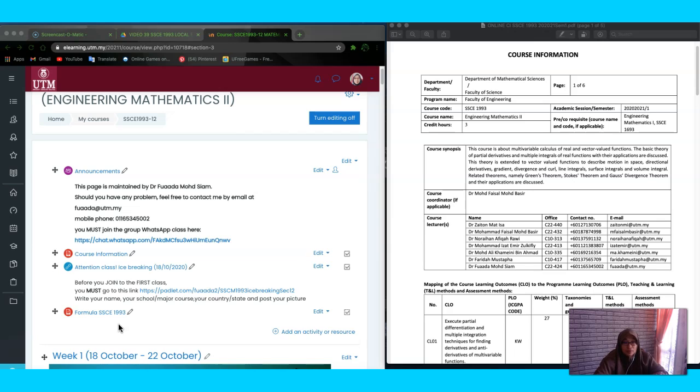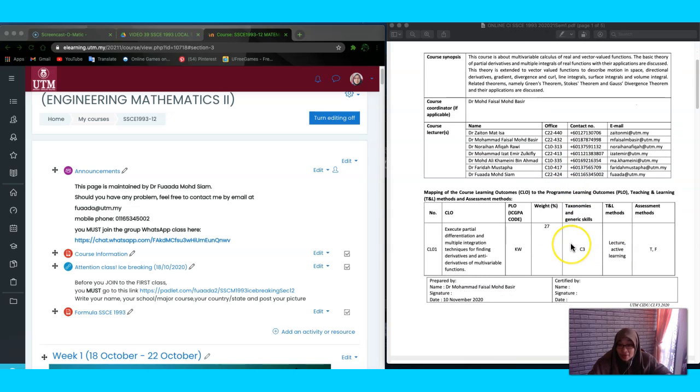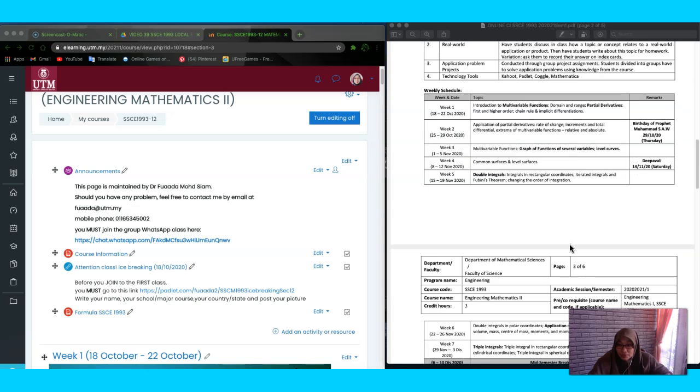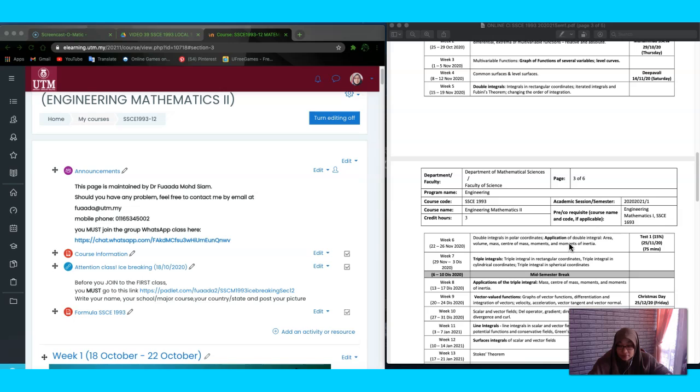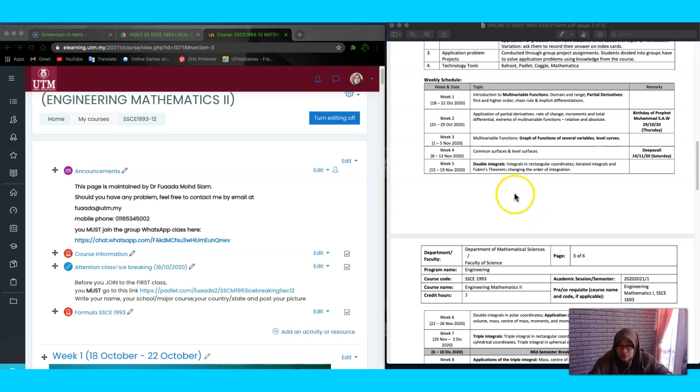Okay, so just before we continue to the new chapter, I just want to review. Where are we now? Based on the course information that I uploaded in the first week, hopefully you have read it. So now we are in week 5. We should now start with chapter 3, which is double integral or multiple integral. So we start with the double integral.